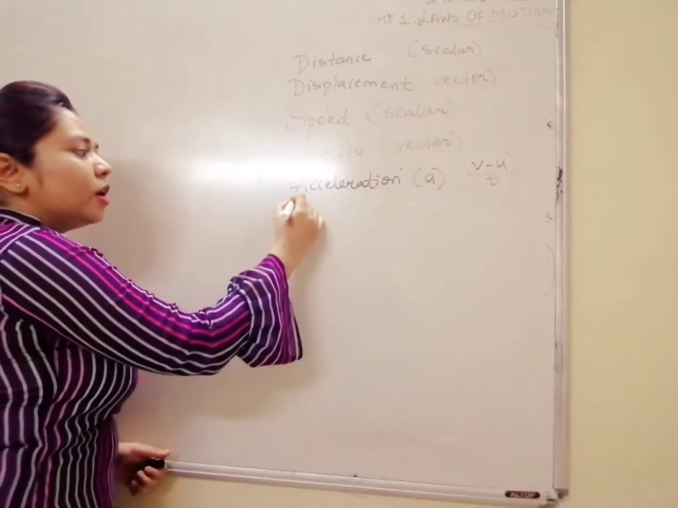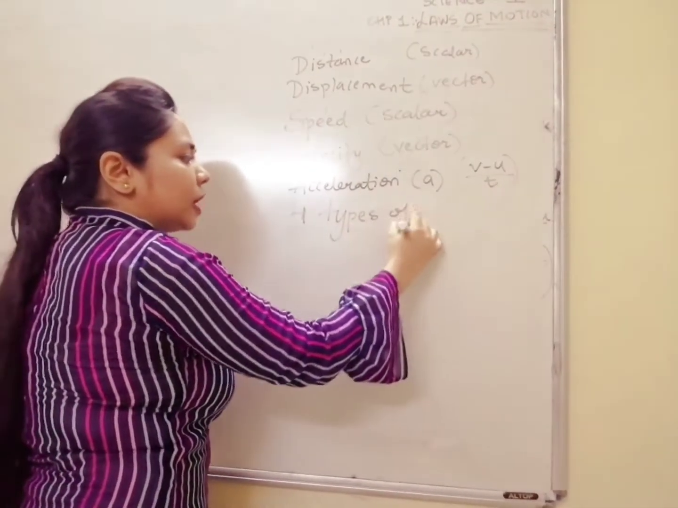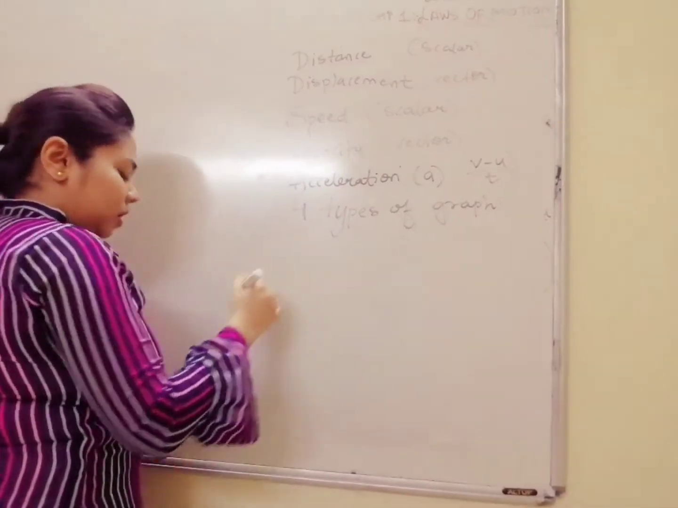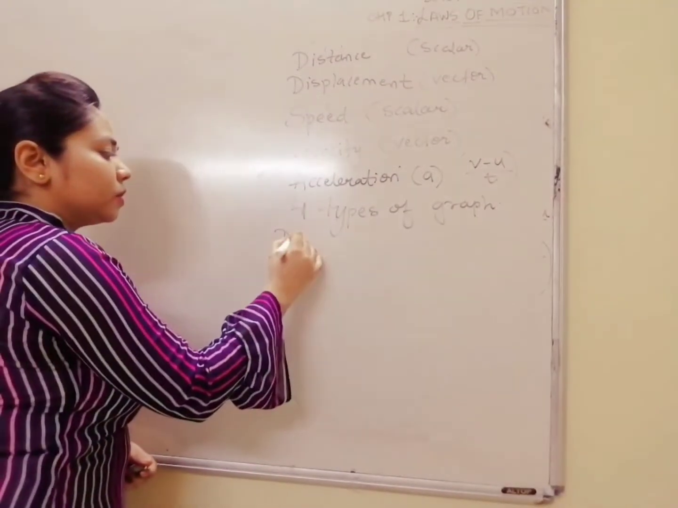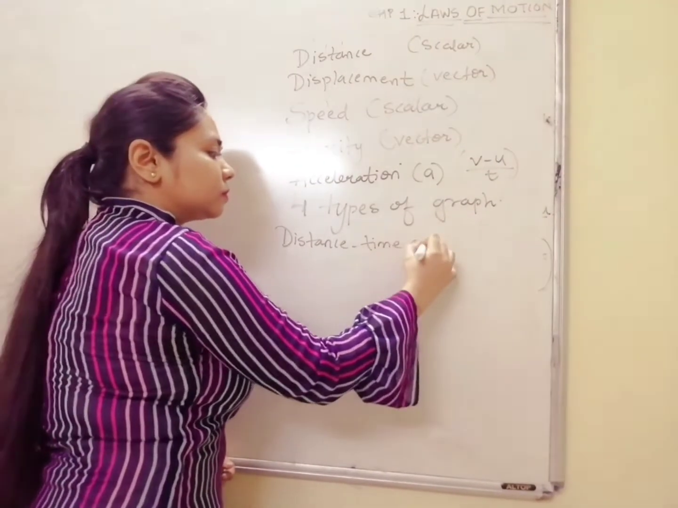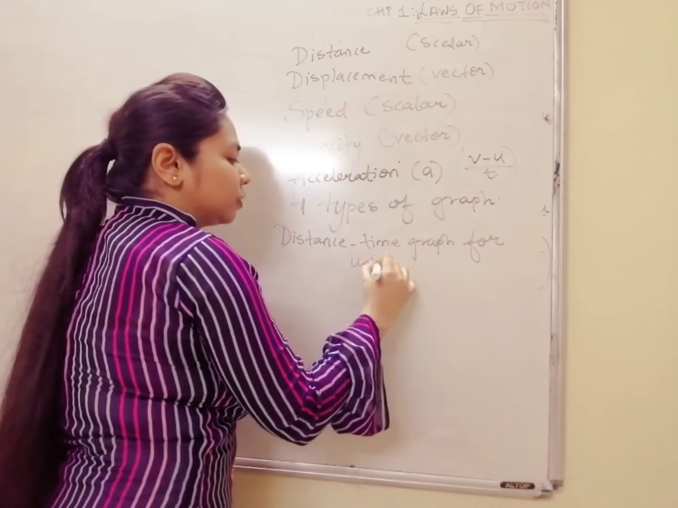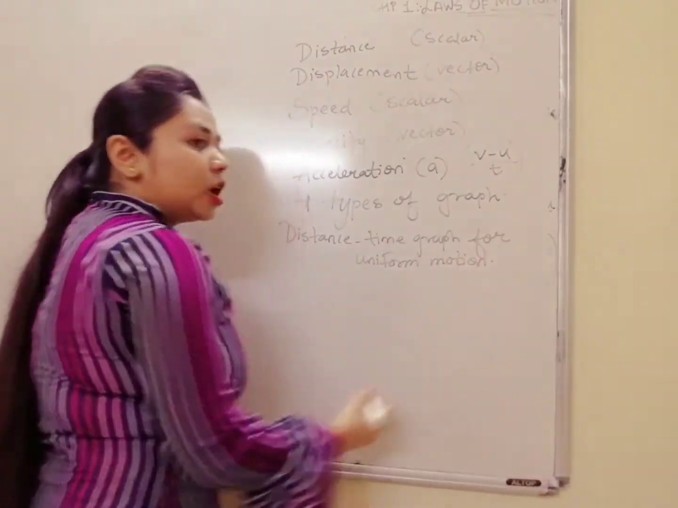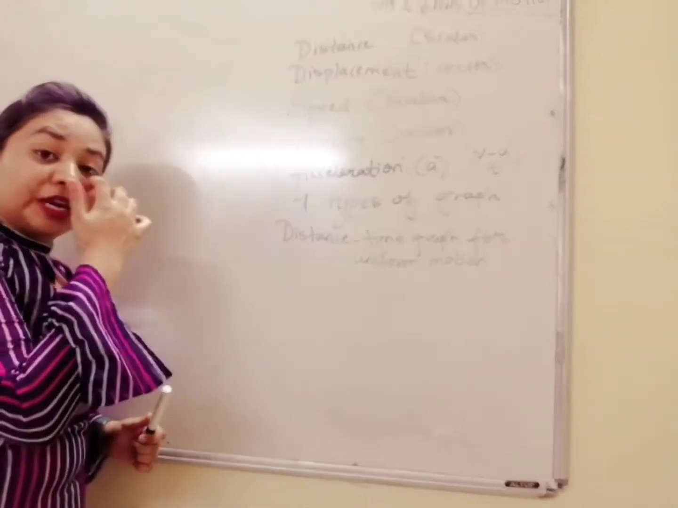Then we studied 4 types of graph. Which were they? Distance time graph for uniform motion. What is uniform? Uniform is something which remains constant or is equal everywhere, every time.